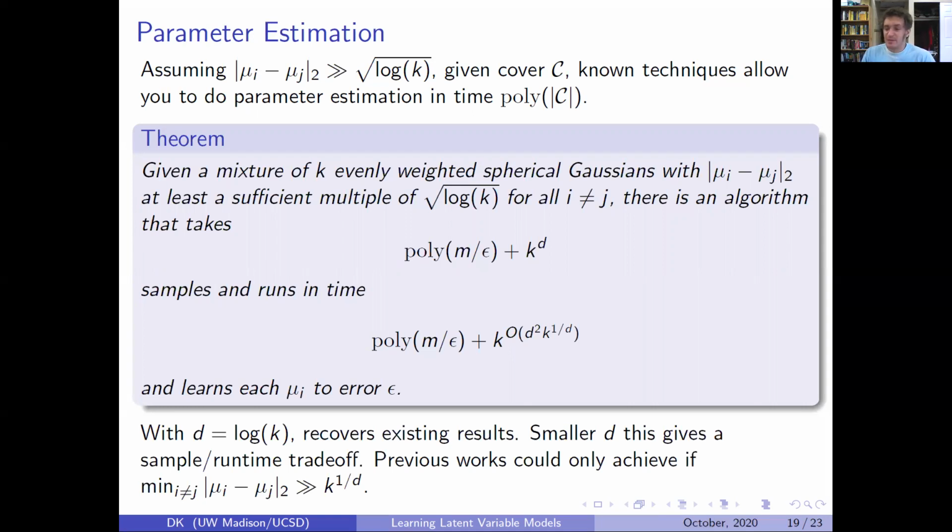However, if we let d be somewhat smaller than that, we get a trade-off between sample complexity and runtime. If we take more samples, we require less runtime, and so on. And this sort of trade-off was achievable using the old techniques, but only if the separation between means scaled like k to the 1 over d. And this new technique allows us to get the same trade-off, but with only the minimal square root log k separation.